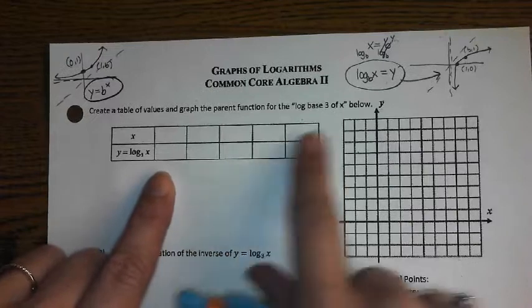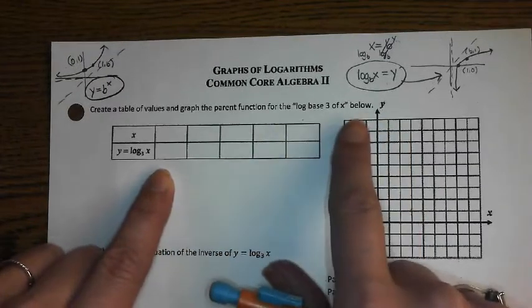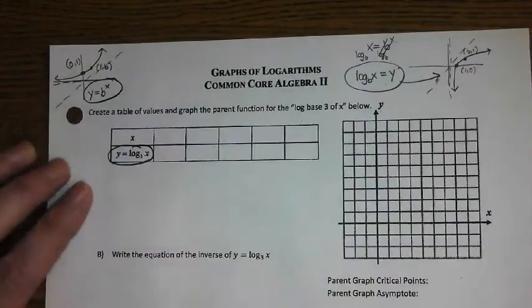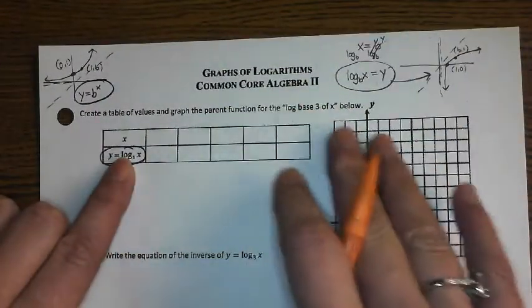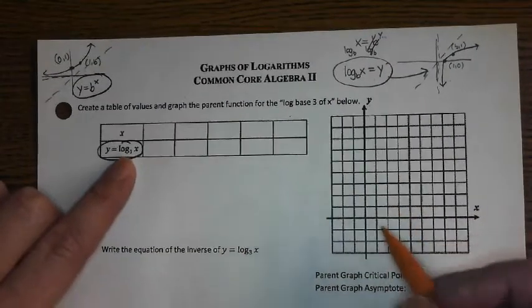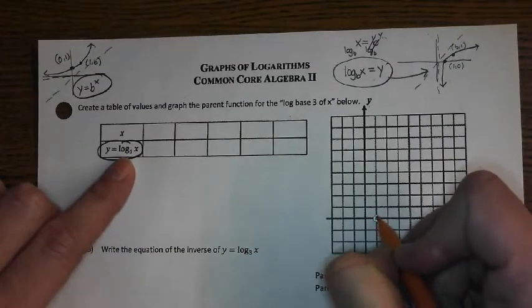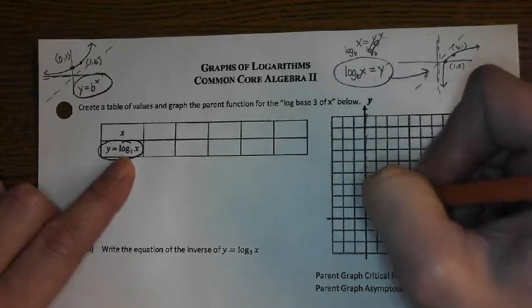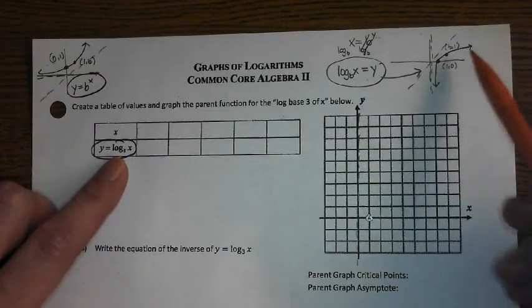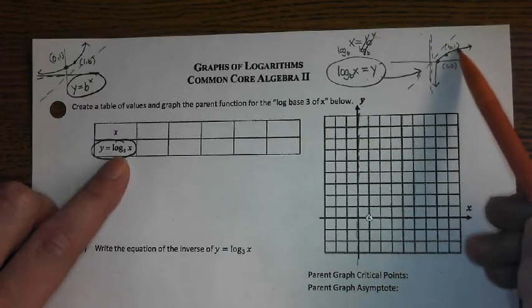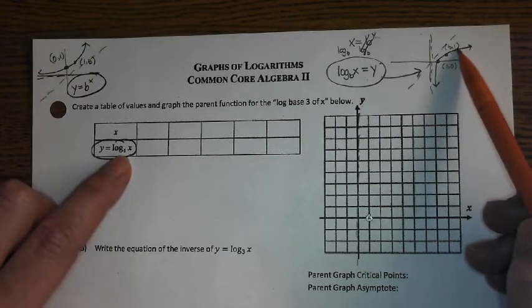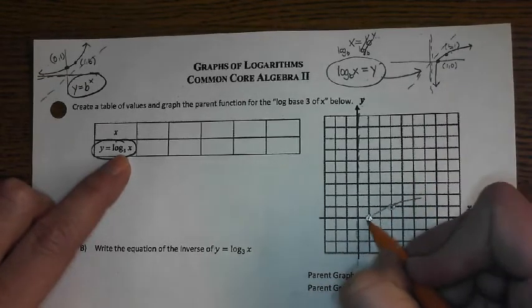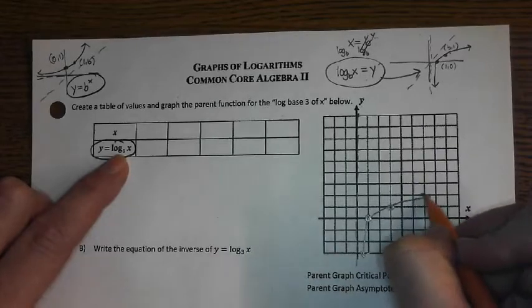So this one has us exploring the graph of log base 3 of x. So given what we kind of already know, we should know that there's a critical point at (1, 0). There's an asymptote on the y-axis, and there's a critical point at (b, 1), which in this case is what? (3, 1). And the shape of the graph is always consistent with the parent graph.